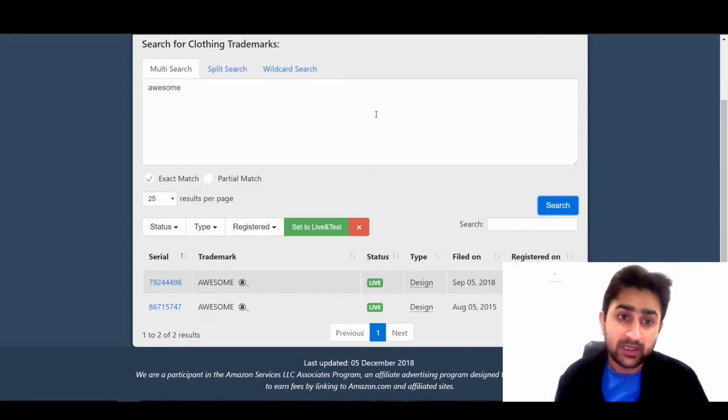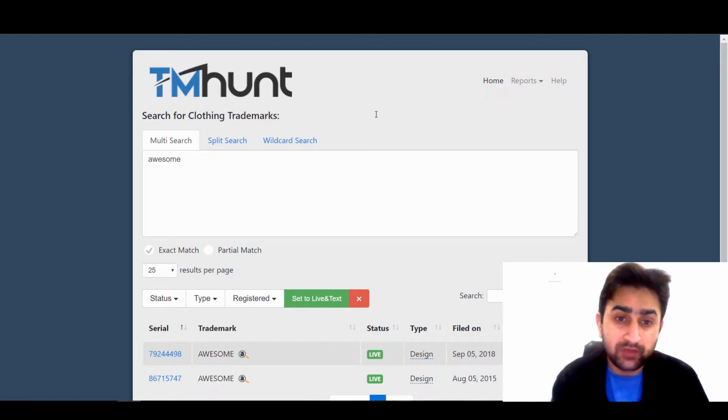So this website, TM Hunt, gives you the results only for the clothing brand. As you know, Amazon Merch only uses shirts and different types of shirts, so it mainly comes under the category of clothing. So Trademark Hunt gives you the results on clothing only. It is the easiest way to check your phrases and words, and to make sure that you are not violating any trademarks or any other person's trademark rights.